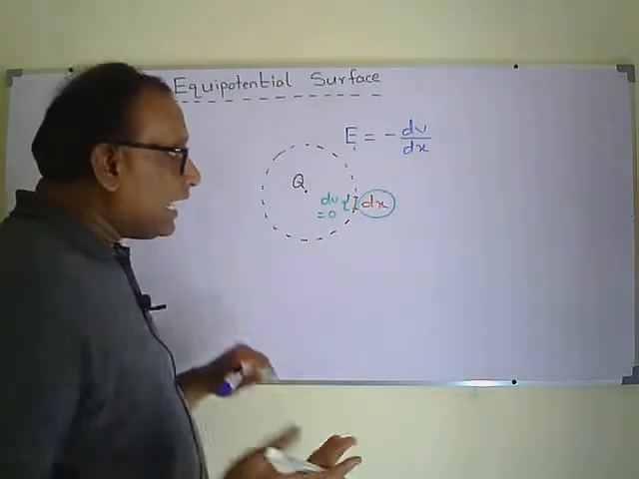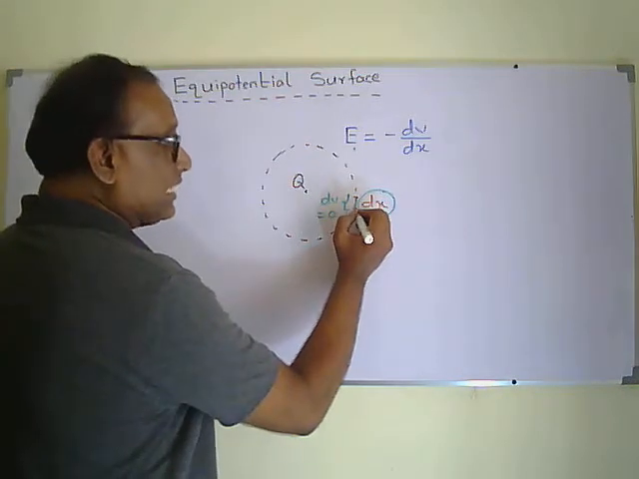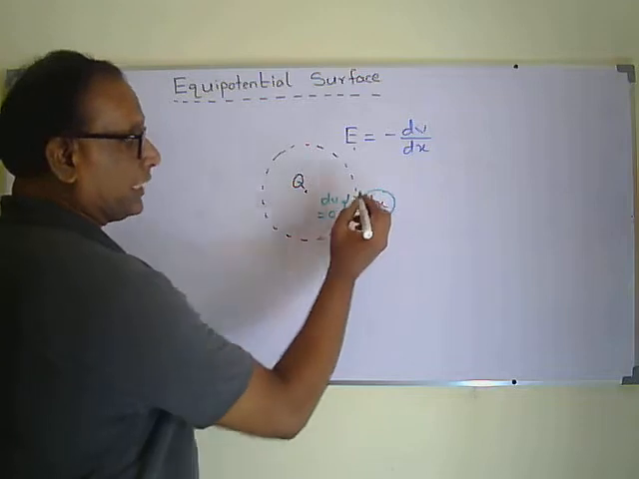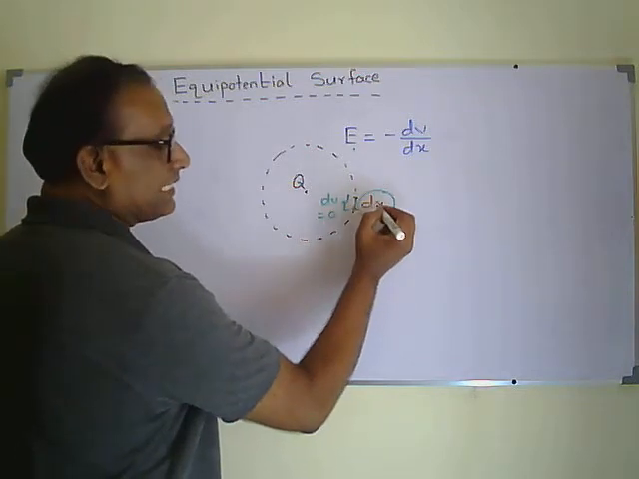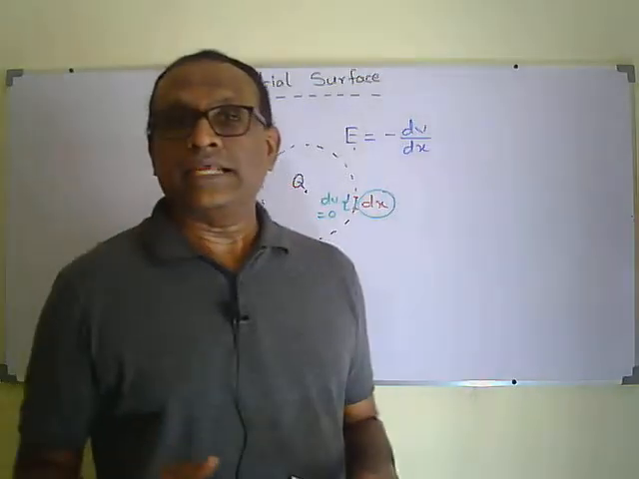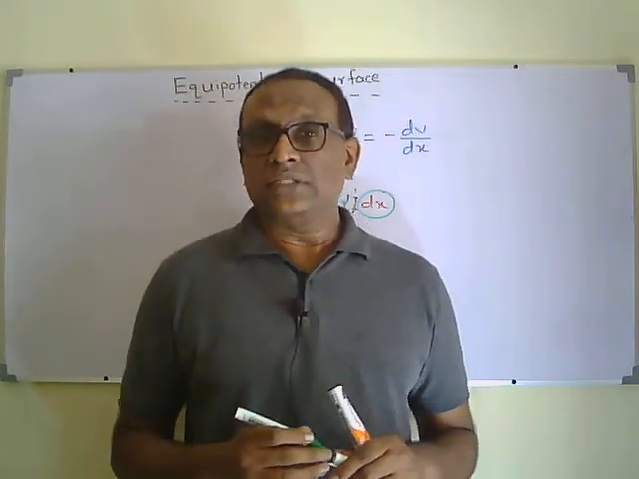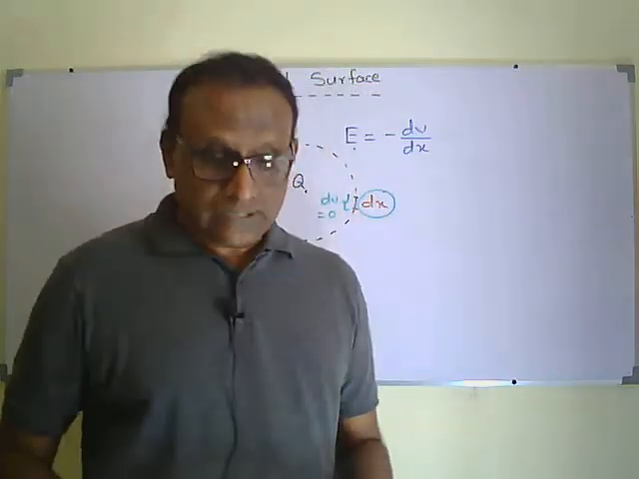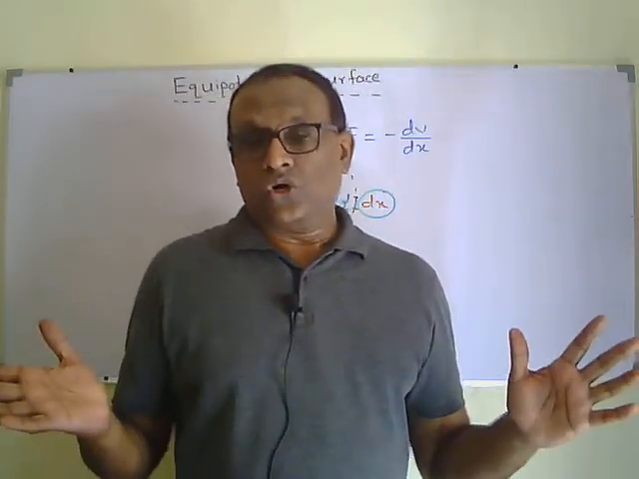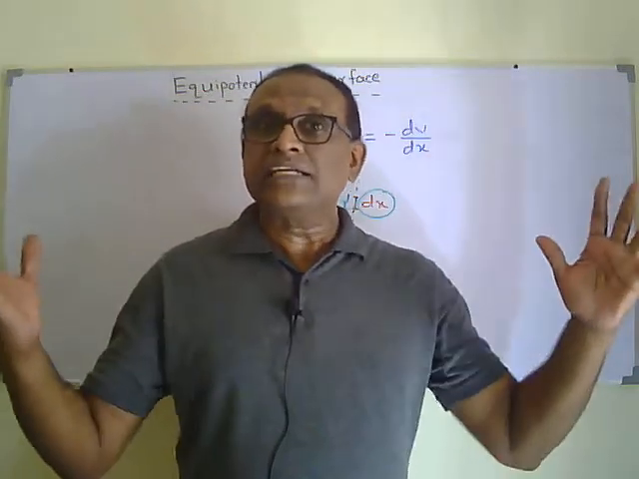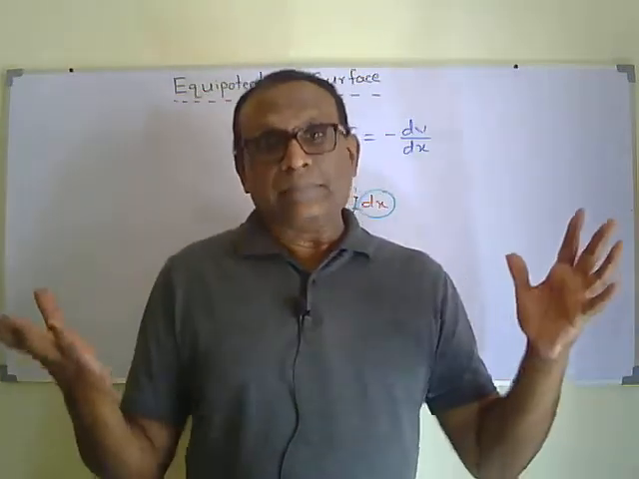If the potential gradient on that surface is equal to 0, it means the electric field should not have any component along the surface dx. That means obviously the electric field line must be perpendicular to the equipotential surface. By using this very important conclusion, we can draw equipotential surfaces for different electric field line patterns.